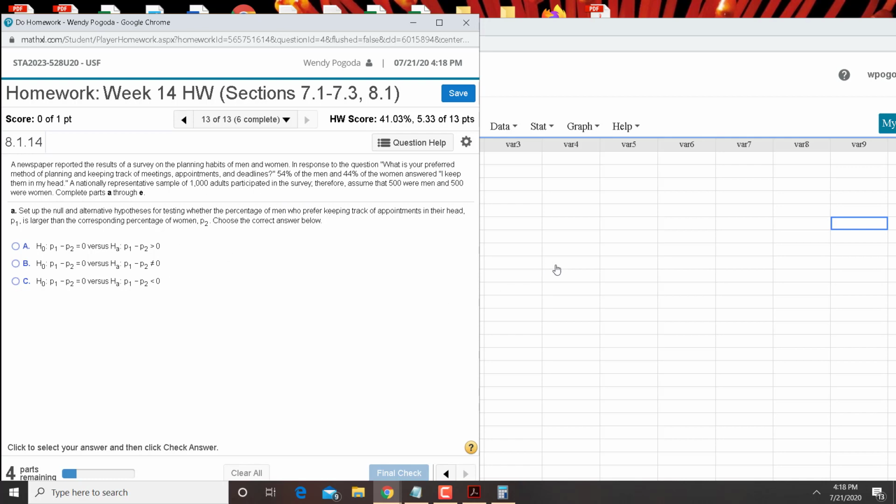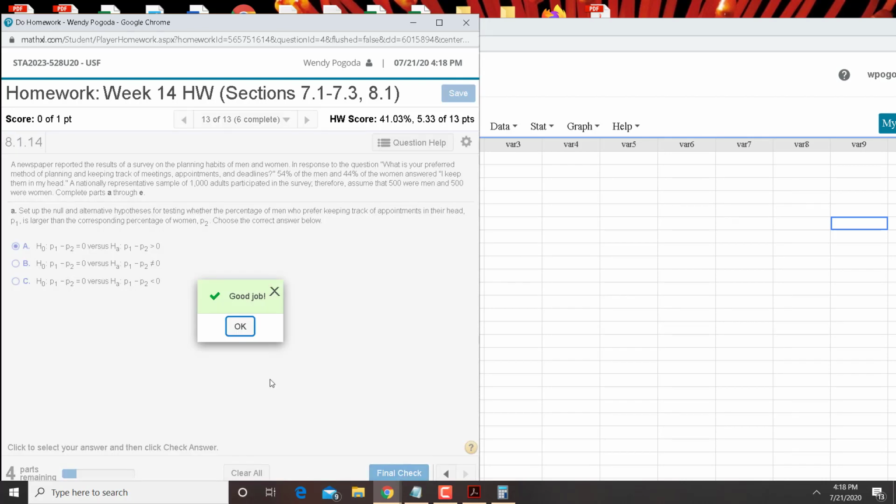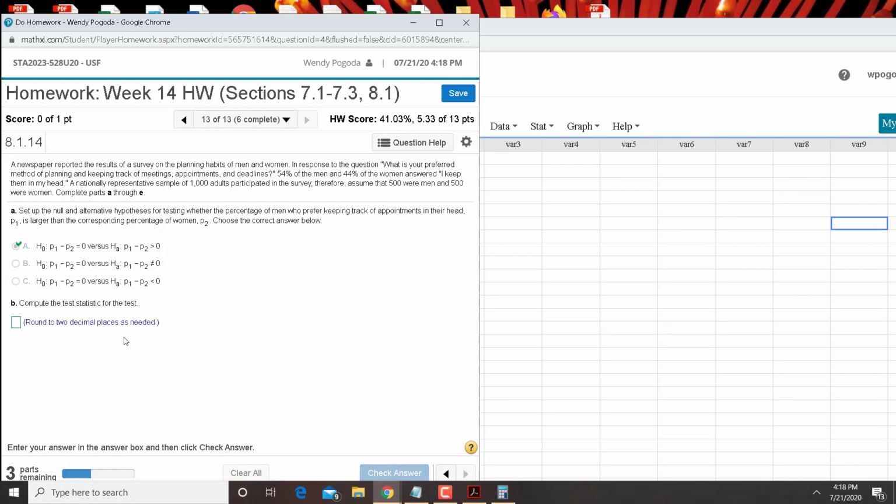Let's test this hypothesis to see if, let's see, what are we actually testing here? Set up the null and alternative hypothesis for testing whether the percentage of men who prefer keeping track of appointments in their head is larger than the percentage of women. So basically we want to test to see if P1 is greater than P2. If we subtract P2 from both sides, it's the same thing as saying P1 minus P2 is greater than 0. So A is going to be our first answer here. And again, yours might be in a different order.